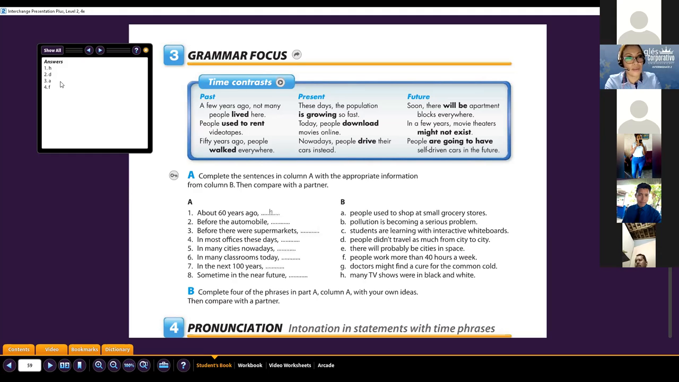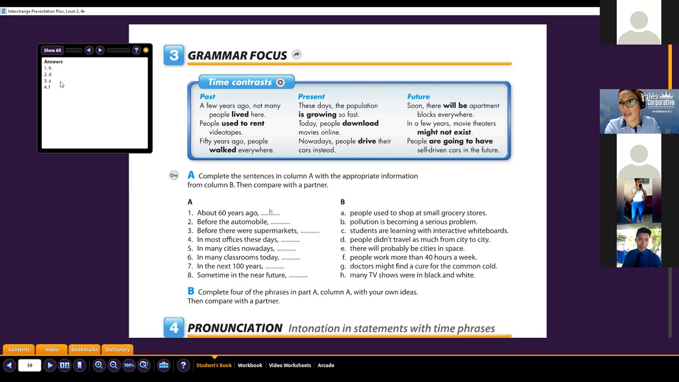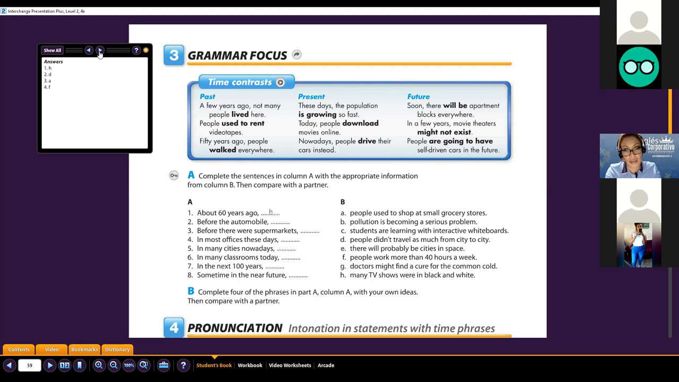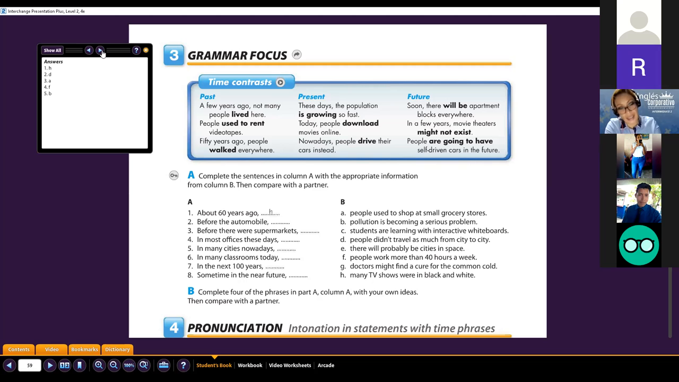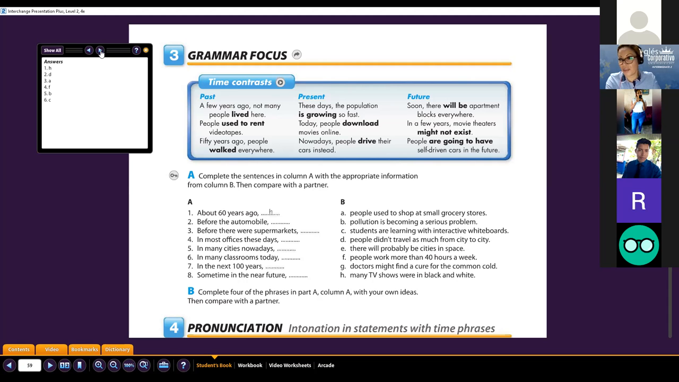Very good. Do we have a volunteer for number five? I got it, David. Number five, in many cities nowadays, pollution is becoming a serious problem. All right, that's completely correct. Thank you so much, Rafael. Continue, please. And number six, in many classrooms today, students are learning with interactive whiteboards, letter C. That is completely right. Thank you so much. Number seven, volunteer.